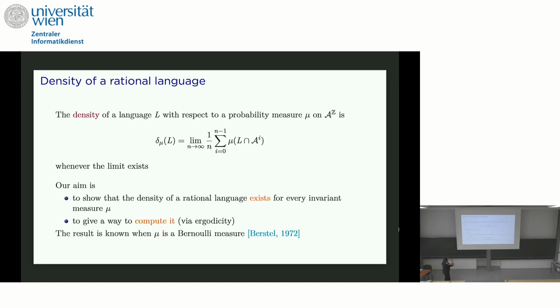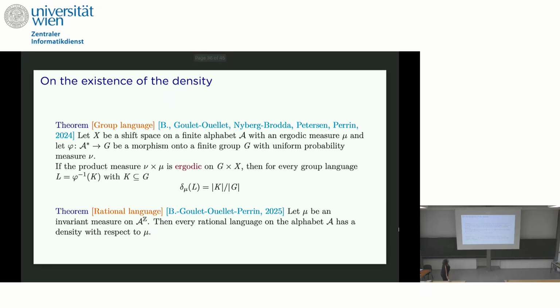Knowing that, yes, the first results in this direction come from the 70s, from Berstel, with a rational language viewpoint, a theoretical computer science viewpoint. The results we have are for group languages, so phi inverse, where phi is a morphism, when you embed your alphabet into some group with a morphism in a surjective way. So if you have some group structure, the density exists.